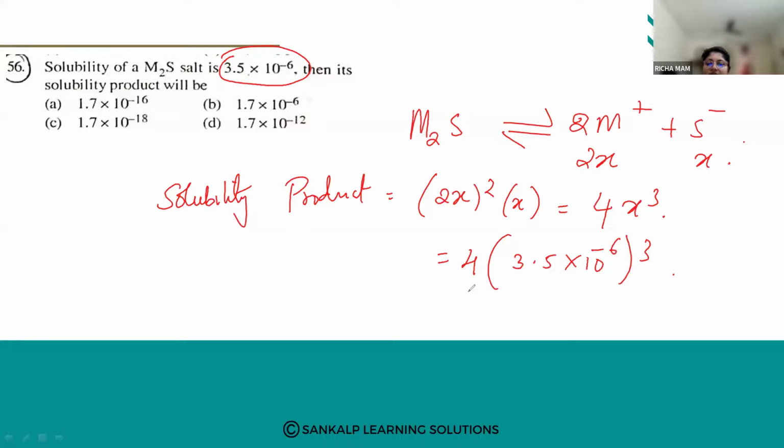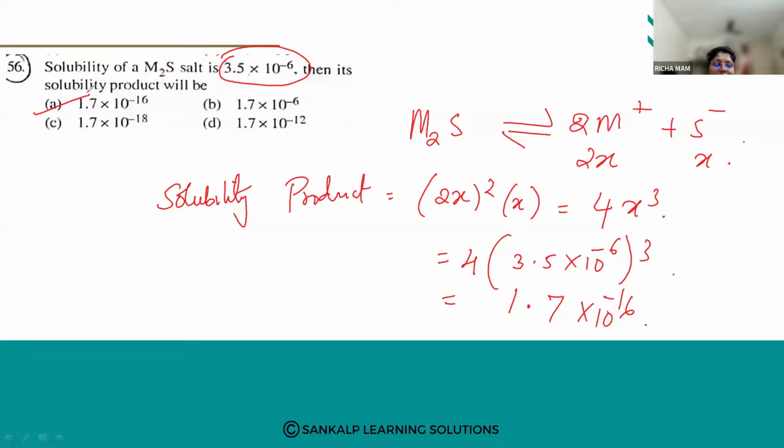So how much is it coming after solving? Just see. Yes, so after solving, I am getting 1.7 into 10 raised to minus 16. Option number A. Are you getting the same?